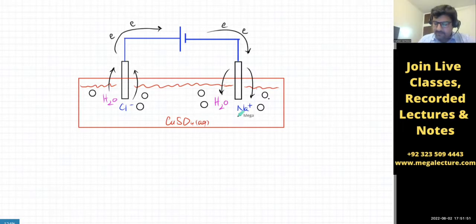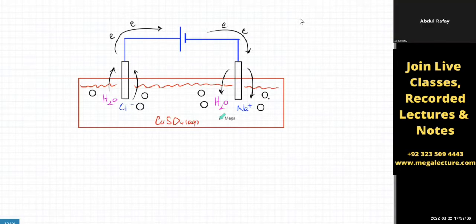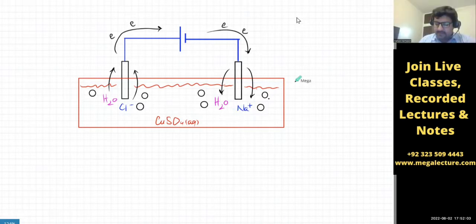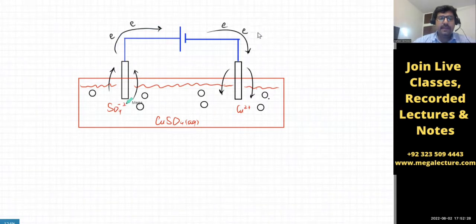It's going to be CuSO4 aqueous, where you've got copper ions and you've got sulfate ions. So the cathode will have two options. The cathode will have Cu2+, and the other side, it's going to be SO4 2-. The anode will attract SO4 2-. That's basic electrolysis: the negative ions get attracted to the positive anode, and the positive ions get attracted to the negative cathode.